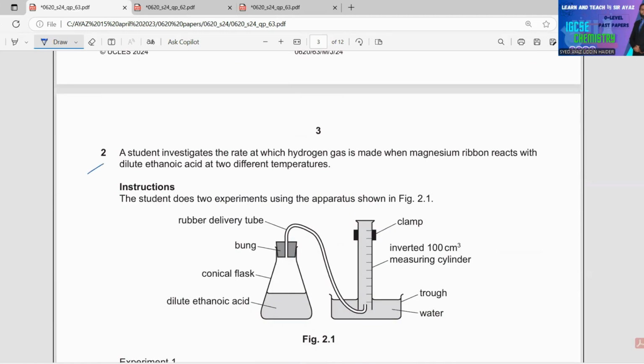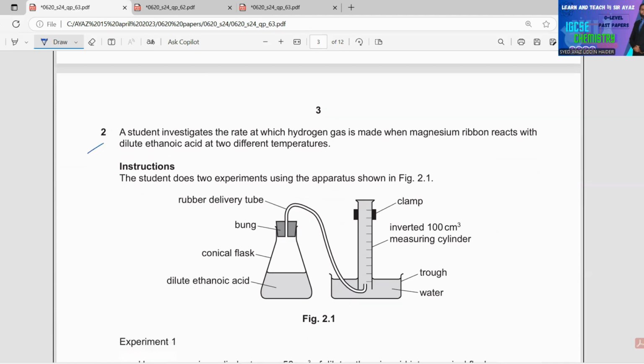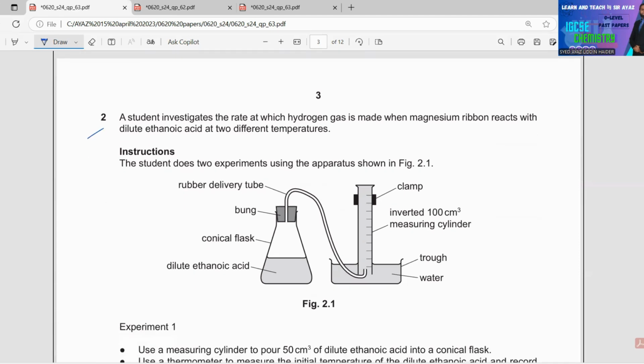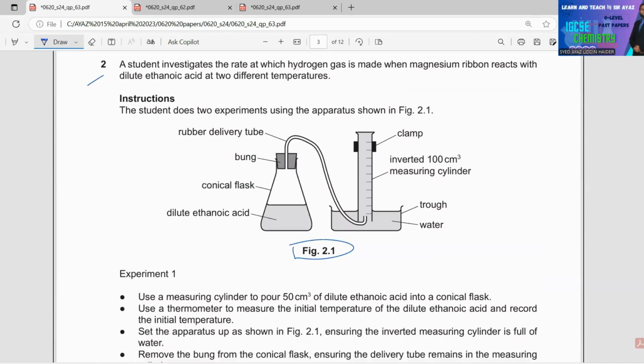Question number 2. A student investigates the rate at which hydrogen gas is made when magnesium ribbon reacts with dilute ethanoic acid at 2 different temperatures. Instructions. The student does 2 experiments using the apparatus shown in figure 2.1. The whole apparatus is given. We have dilute ethanoic acid, conical flask, bung, rubber delivery tube. You are having water, trough, inverted 100 centimeter cube measuring cylinder, and you are also having clamp.